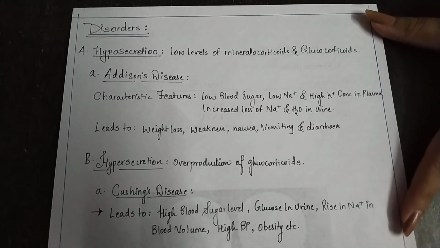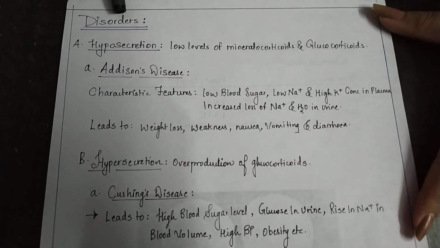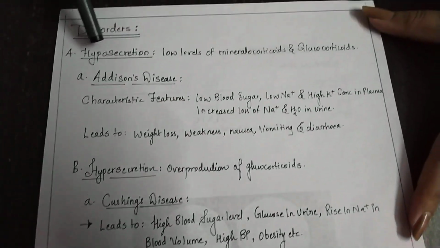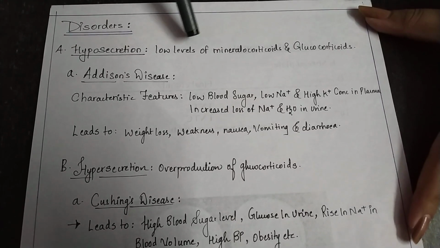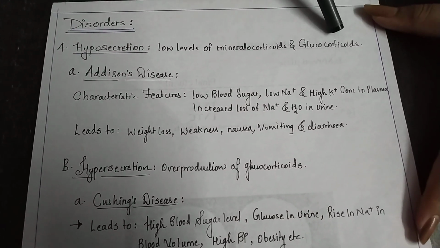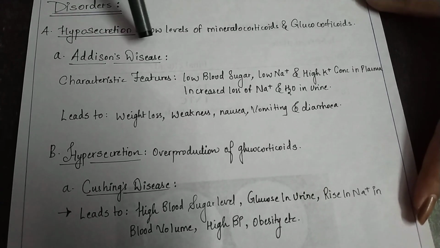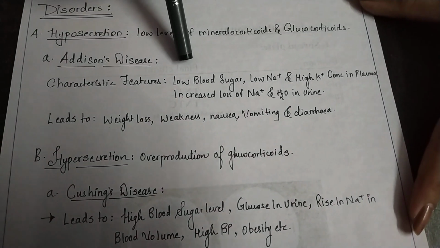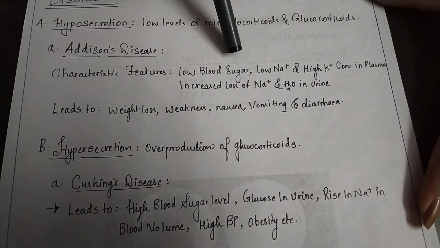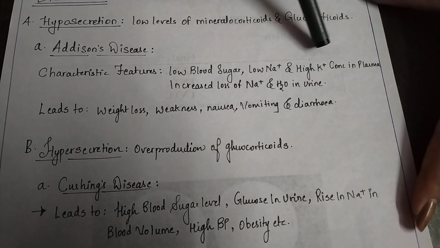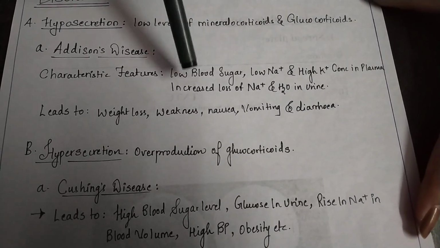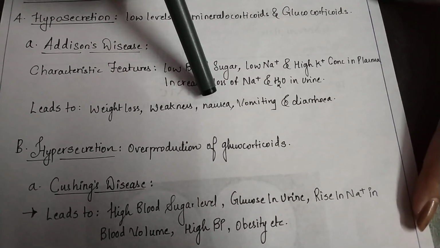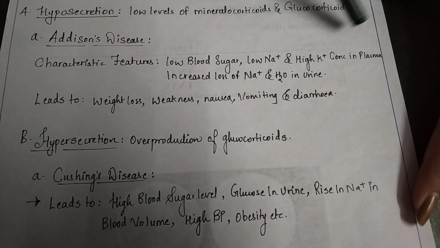Okay students, coming to the last part, that is disorders of the adrenal gland. Again, we have hyposecretion and hypersecretion. Whenever there is hyposecretion, mostly it leads to low levels of your mineralocorticoid and glucocorticoid. It mostly leads to Addison's disease. The characteristic features of this disease are low blood sugar levels, low sodium and high potassium concentrations in the plasma, and increased loss of sodium and water in urine. It may lead to weight loss, weakness, nausea, vomiting and diarrhea as well. So this is the disease.